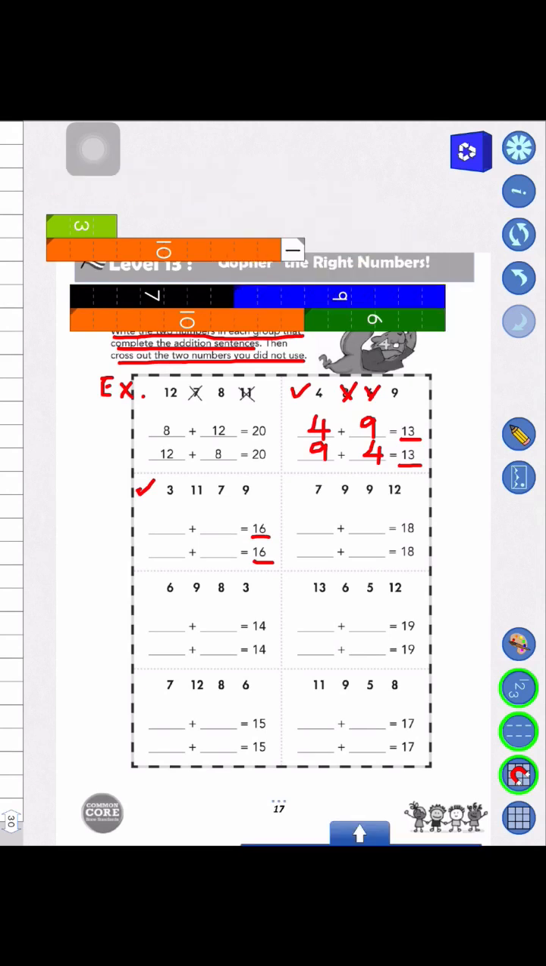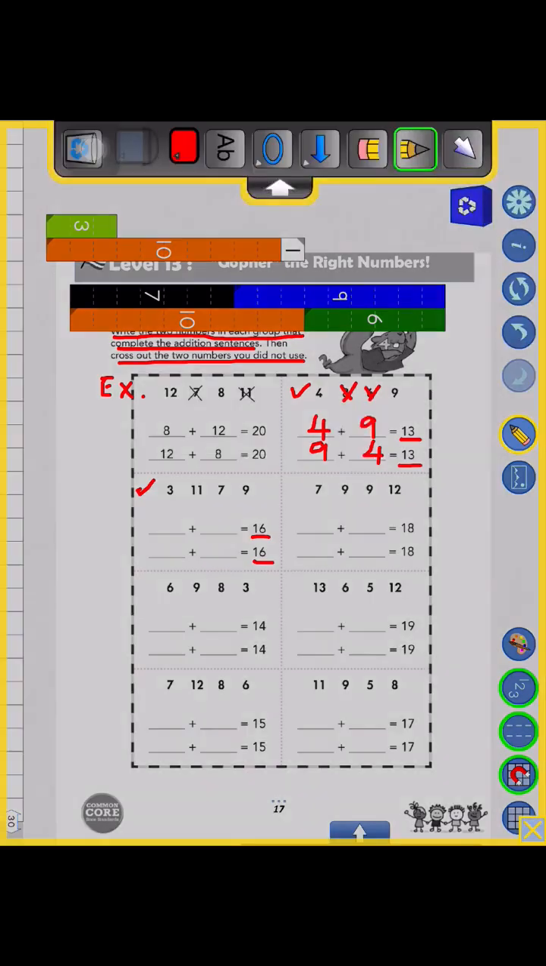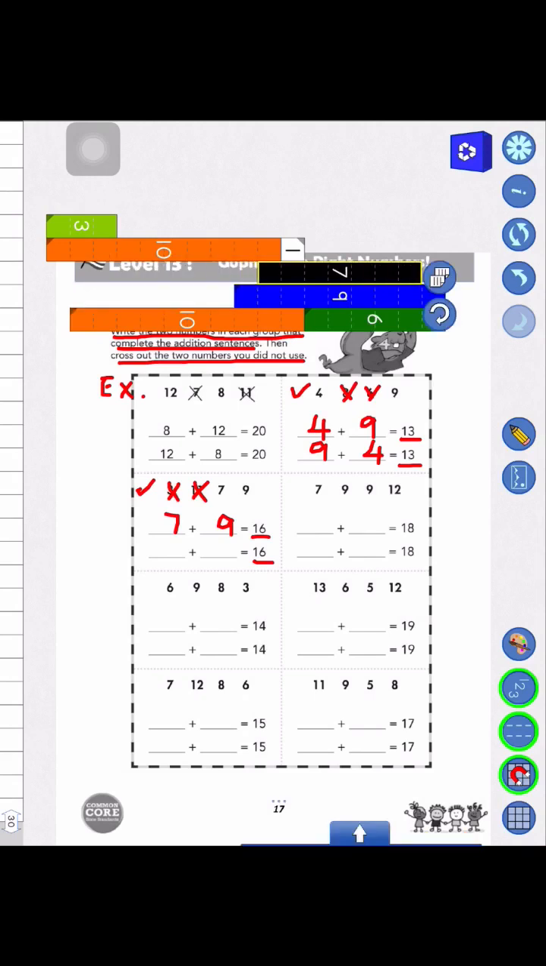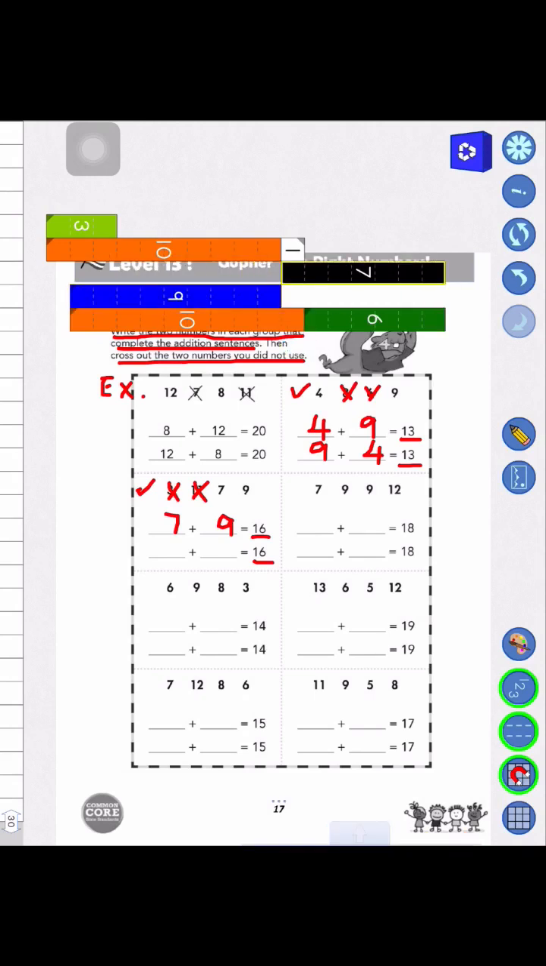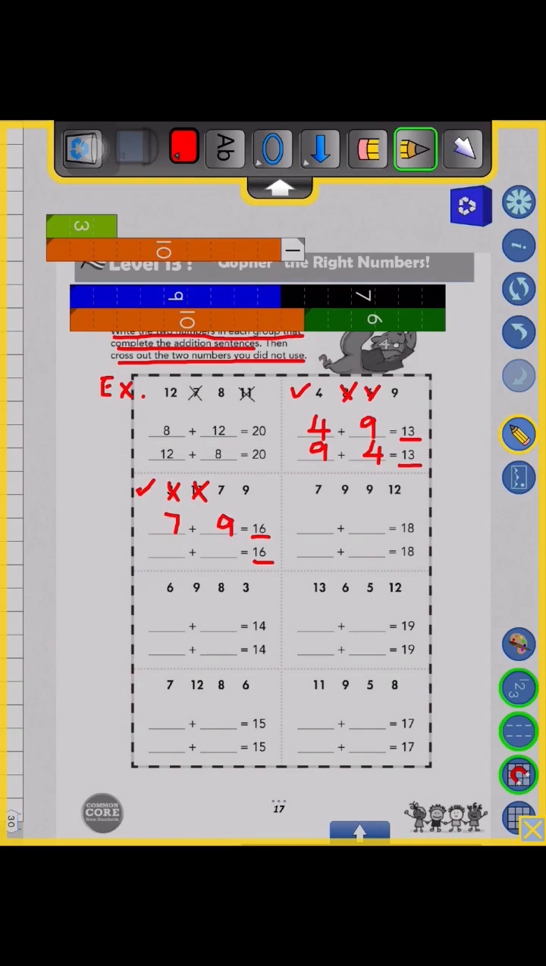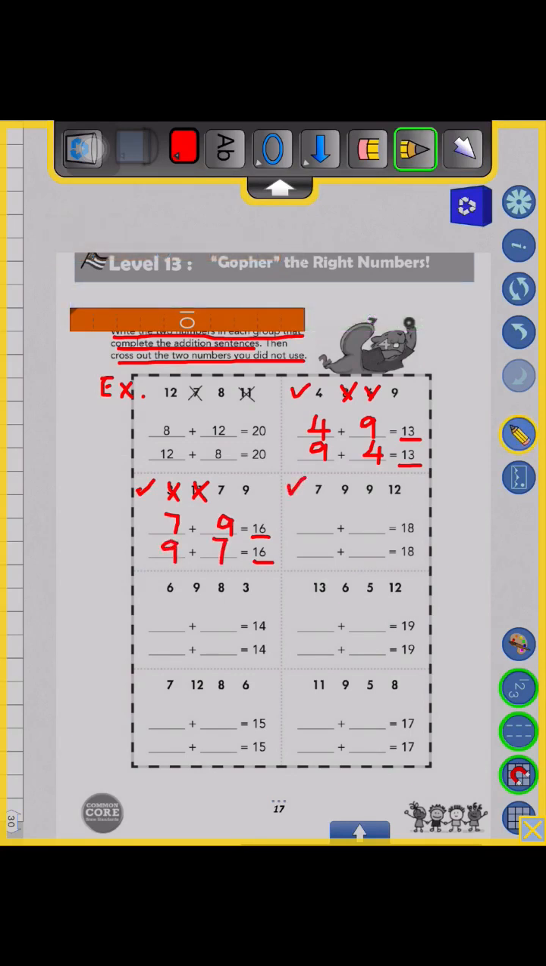And then number 7 and number 9, and their lengths are the same, so we should choose number 7 and number 9, and we cross out number 3 and number 11. 7 plus 9 equals 16, and also 9 plus 7 equals 16. Okay, we move on to the next question.